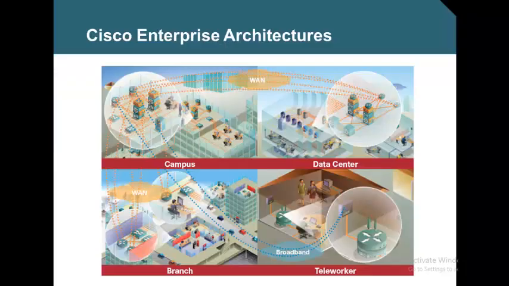We see different types of enterprise networks: campus network, data center, branch office, and then some teleworkers, like remote access, meaning you work from home, no? They're called teleworkers, working from home.